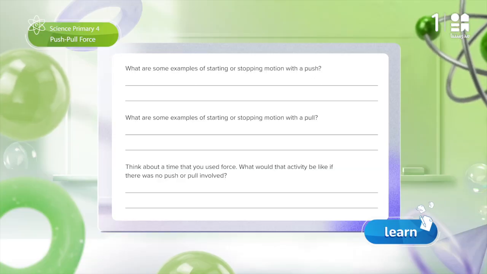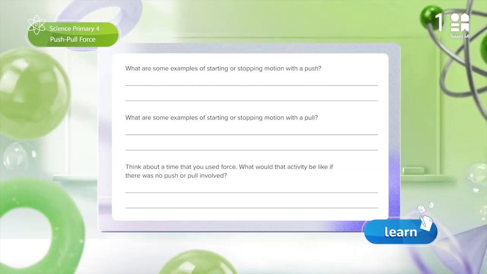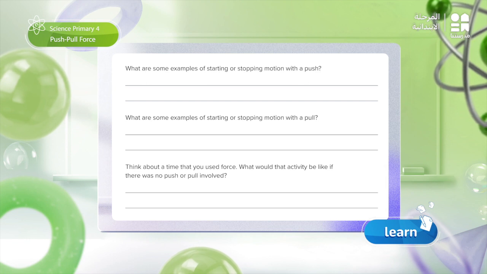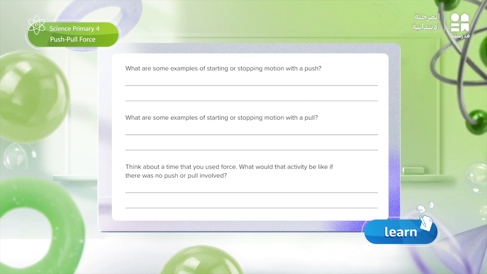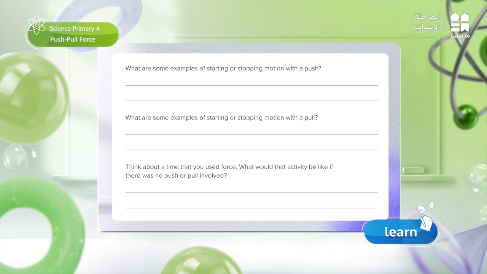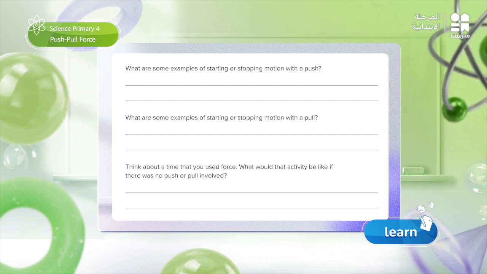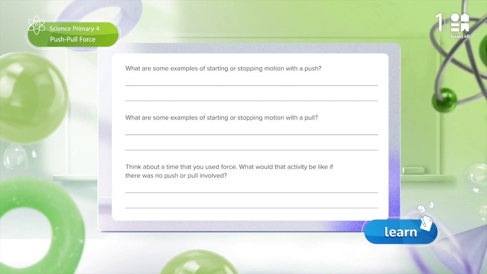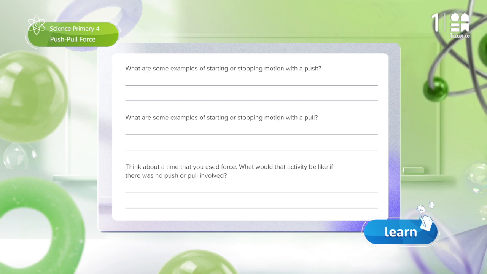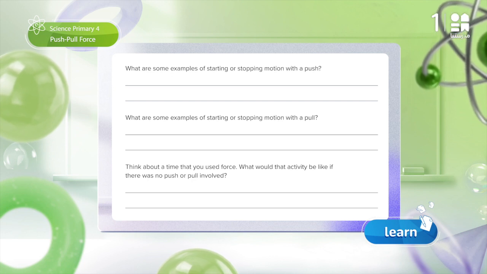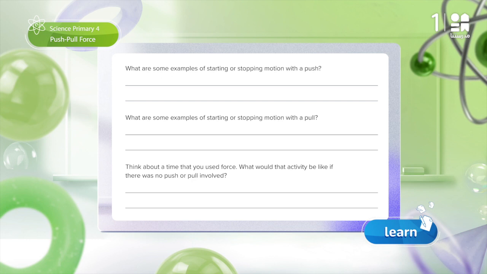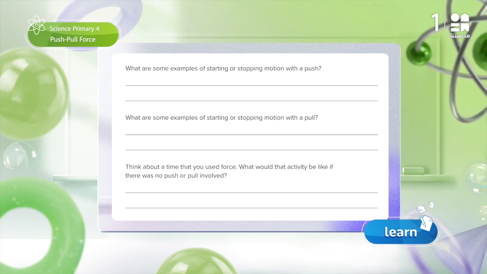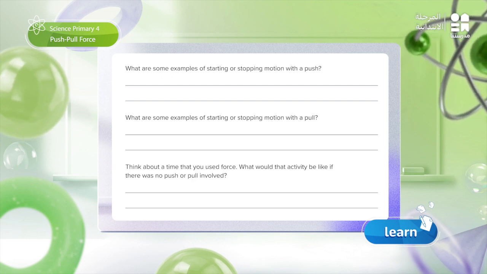The first question says, what are some examples of starting or stopping motion with a push? عايزة examples على حاجات بنبتدي بيها أو بنوقف بيها الأوبجكت عن طريق البوشنج قوة الدفع. The second question is, what are some examples of starting or stopping motion with a pull? عايزة examples لقوة سحب.